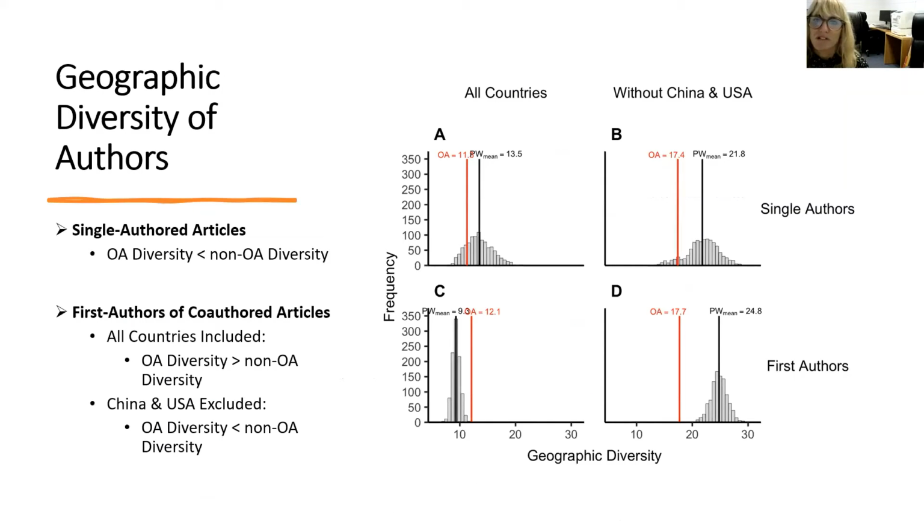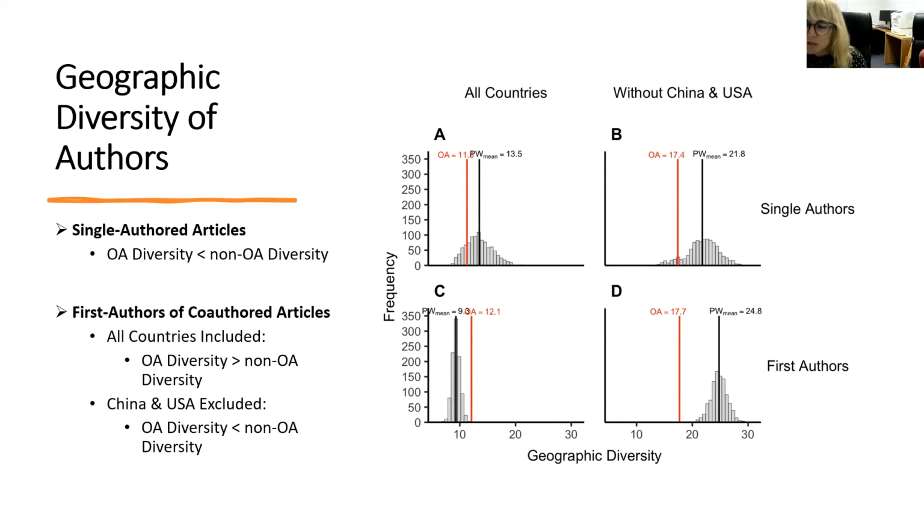So some of our first results, and this shows how we, as Leandra mentioned, chose to exclude China and the USA as they were dominating the analysis and skewing the evenness metric. So for single author articles, the diversity of open access single author articles was actually lower than the diversity of the non-open access articles. And then for first authors of co-authored articles, when we include all countries, the diversity of open access articles was greater than the non-open access diversity.